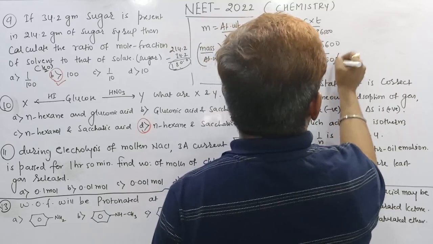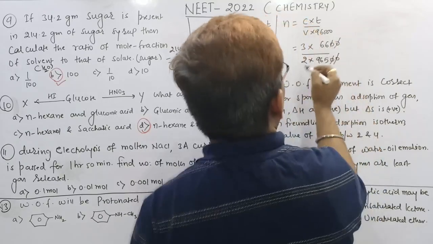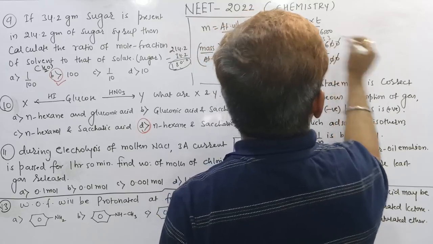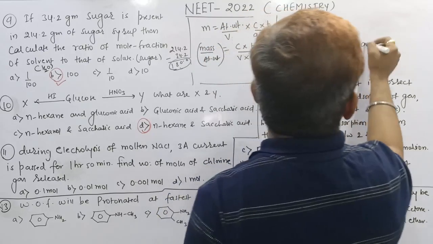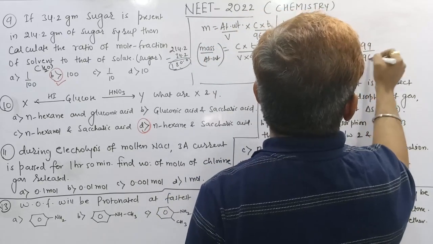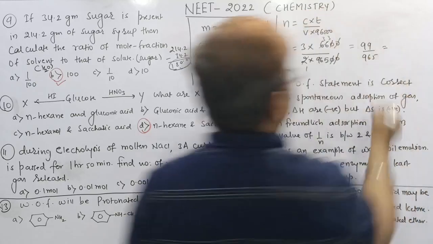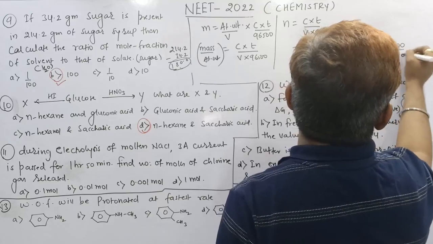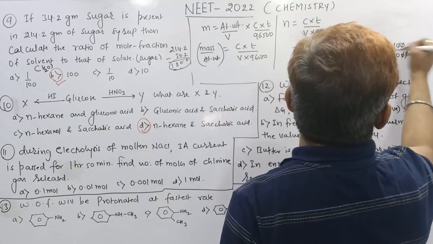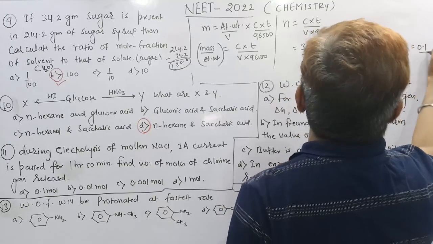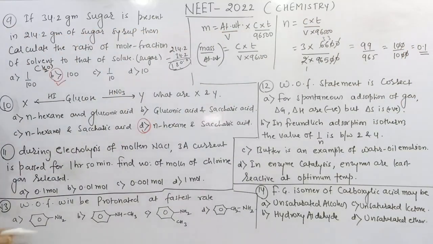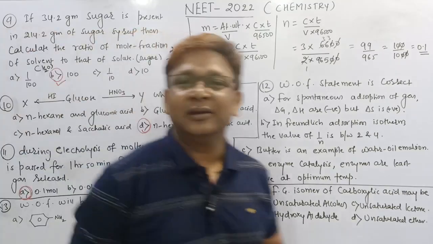You can see the 2 gets cancelled. Then 33 into 3 becomes 99 by 965. But approximately 99 we can make it 100, and it becomes 100 by 1000, that is 1 by 10, it is 0.1. You can see this option is there as the first option. Option A is correct.